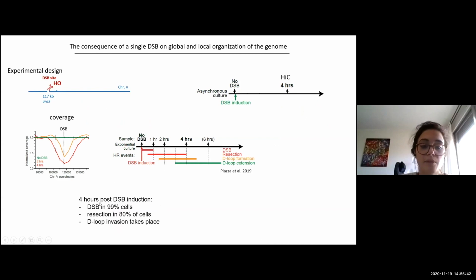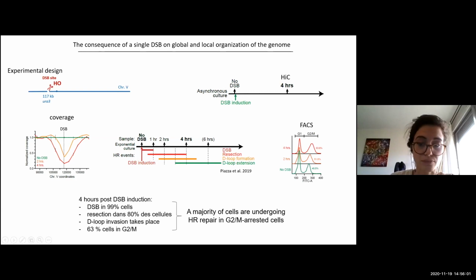At that time, 99% of the molecules have been cut. Based on the decrease of coverage, we know that 80% of the molecules have been resected. And based on D-loop formation quantification, we know that we have a high amount of D-loop formation here. So we know that D-loop invasion takes place and that we are in the middle of homology search. In addition, thanks to FACS analysis, we realized that 4 hours after double-strand break, the cell population is mainly accumulated in G2/M of the cell cycle.